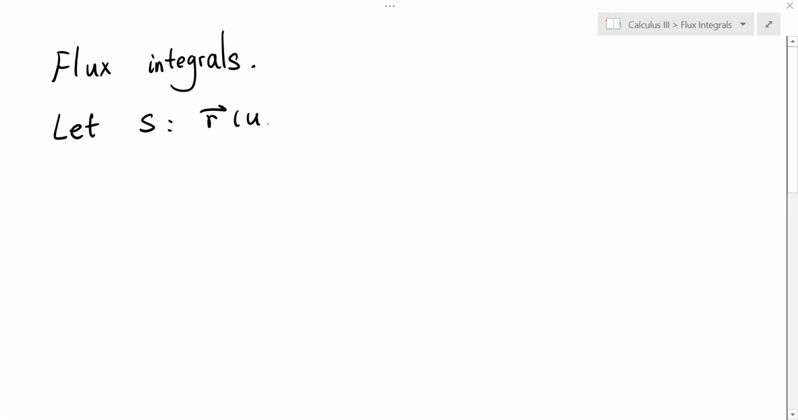In this video, we will look at flux integrals of vector fields on parametric surfaces. So let's review the setting. In the following, we will denote a parametric surface as S with the parametrization given by R of u comma v, with the parameters u and v coming from the domain D.